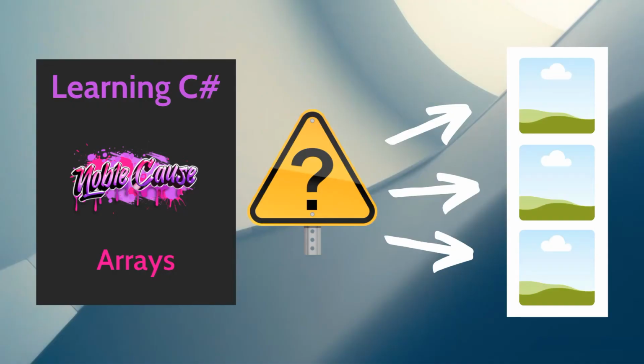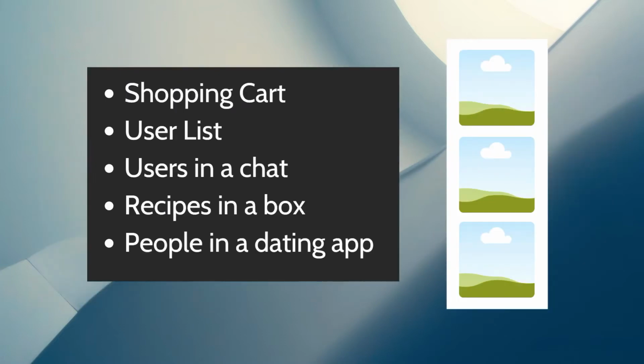All right, let's jump right into this presentation. We are talking about arrays today. So what is an array? An array is a list of things, like the items in your shopping cart, a list of users in an application, the list of people that are in a chat room, recipes in a recipe box, people in a dating app. All of this data needs to be stored in an array or a list of some type that resembles an array.